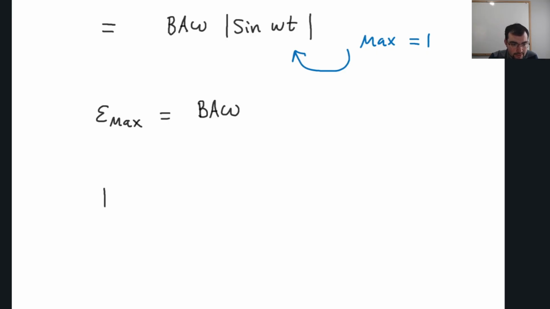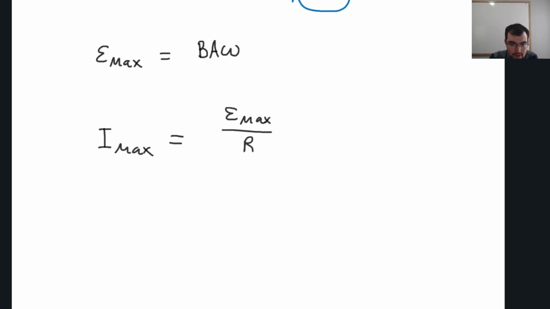And then we just need to find the induced current. So the induced current, I max, is just going to be the maximum EMF divided by resistance, just using Ohm's law. So we get, very simply, BA omega divided by R as our induced current.